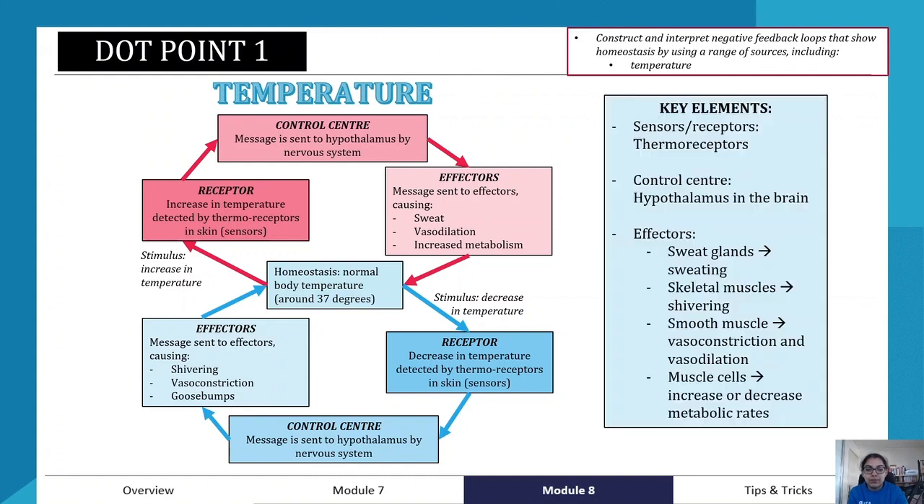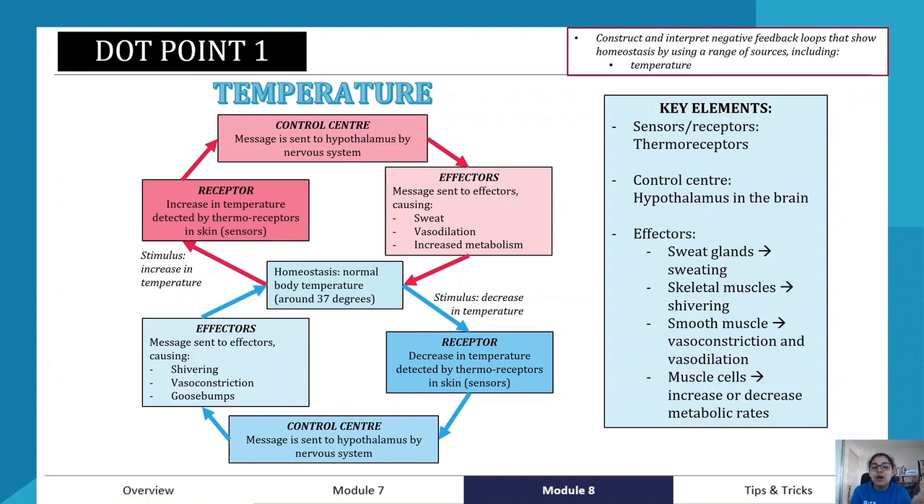That is really important. So key elements here are the sensors, the receptors, they're the thermoreceptors. We've got a control center, and that is the hypothalamus in the brain. And then we've got our effectors. Our effectors include sweat glands. We see sweating. Skeletal muscles are also effectors, because the skeletal muscles will start shivering.